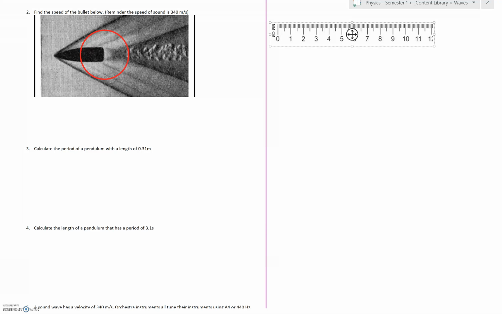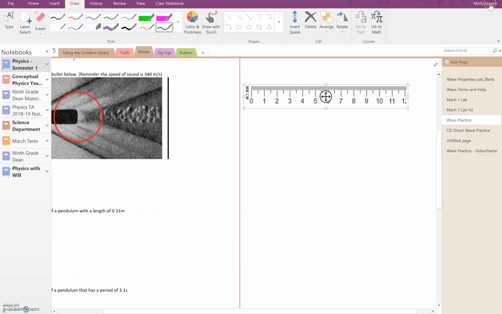Okay, everyone, let's continue with problem 2 on the wave practice worksheet. So I've already drawn a circle onto the image here. Depending on how you do this, you could insert a circle. This is actually what I did. I can actually show you here.